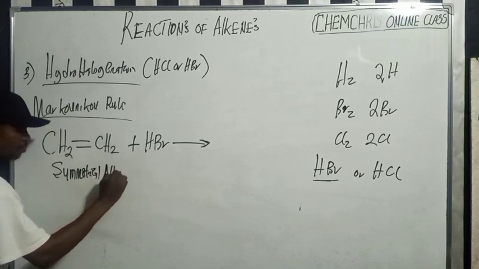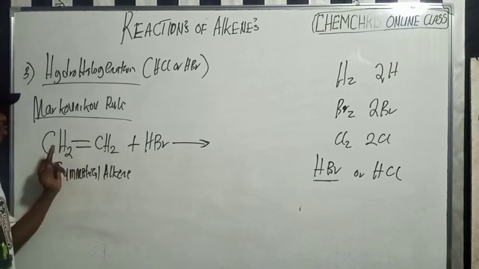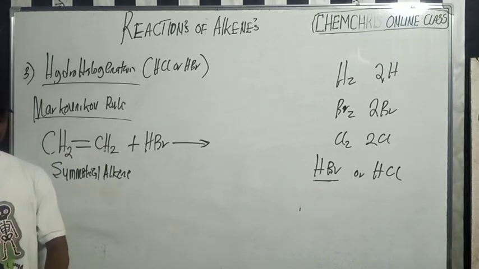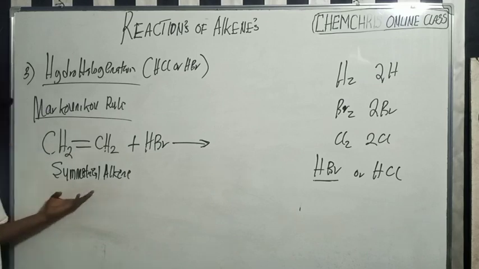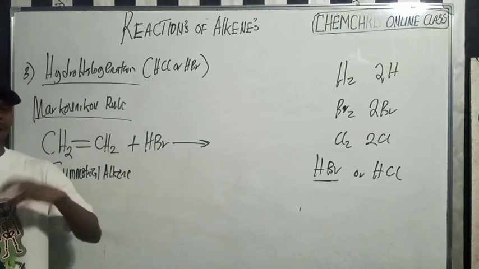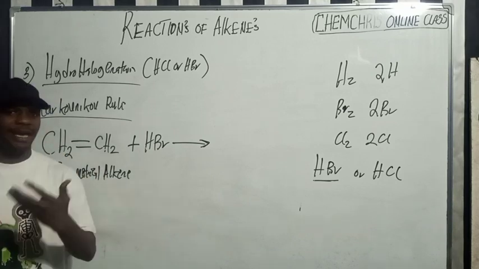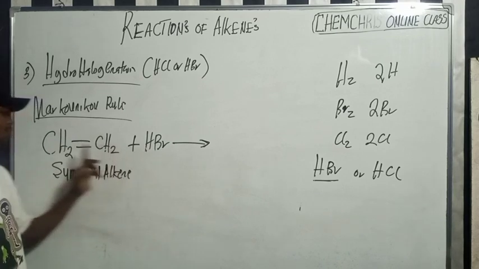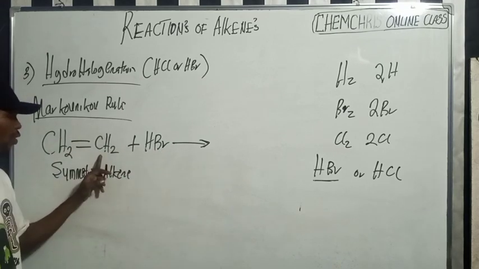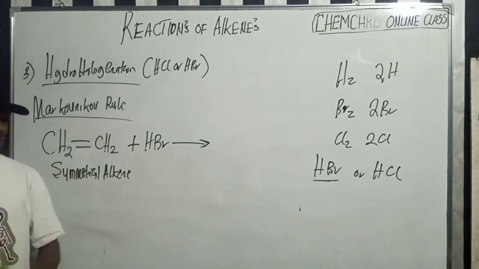Now, the main reason why it's called a symmetrical alkene is that the two carbon atoms have equal numbers of hydrogen. Or they carry the same number of hydrogen. So in symmetrical alkenes, the Markovnikov rule does not actually play a role here because the two carbon atoms carry the same number of hydrogen. So you can add hydrogen here and bromine here, or you can add hydrogen here and bromine here. Depending on the one you choose, they are going to be the same.